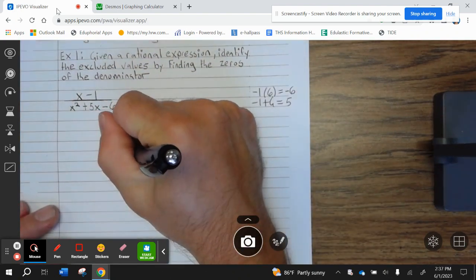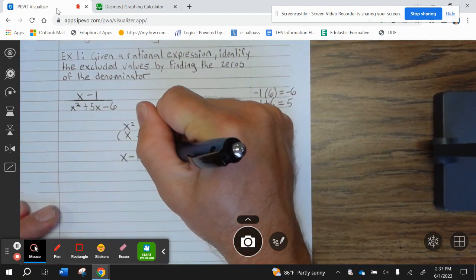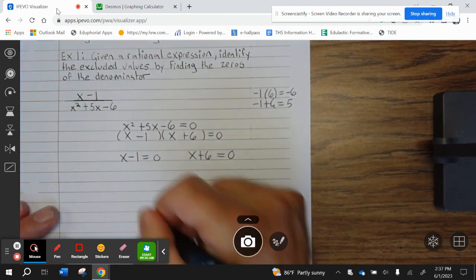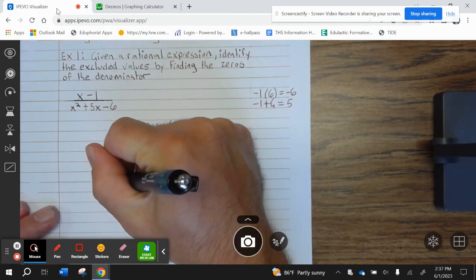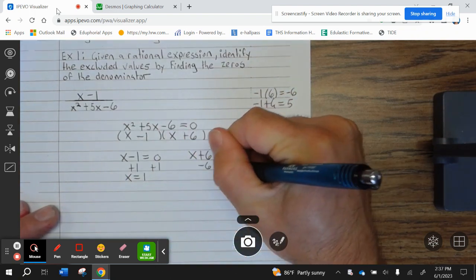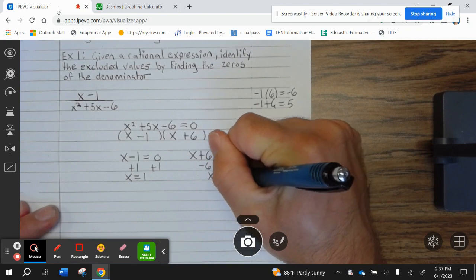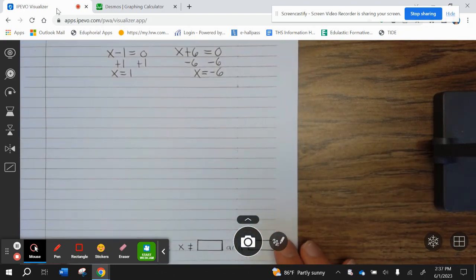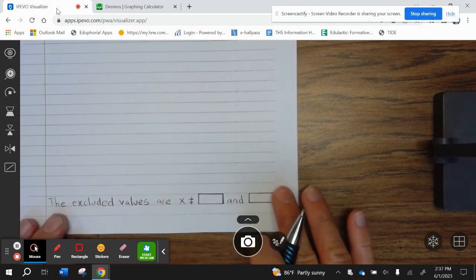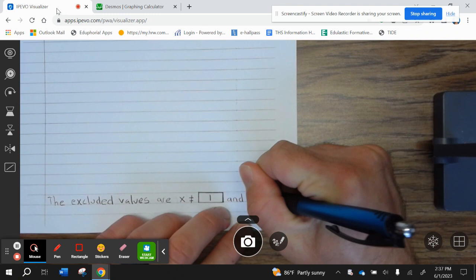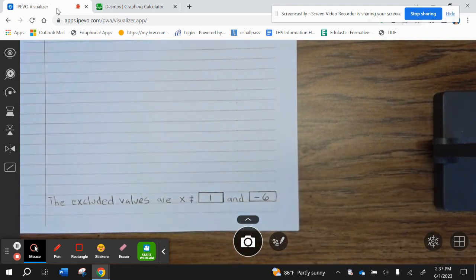So we set x minus 1 equal to 0, x plus 6 equal to 0. Add 1 to both sides, you get x equals 1. Subtract 6 from both sides, x equals negative 6. So our excluded values are 1 and negative 6.